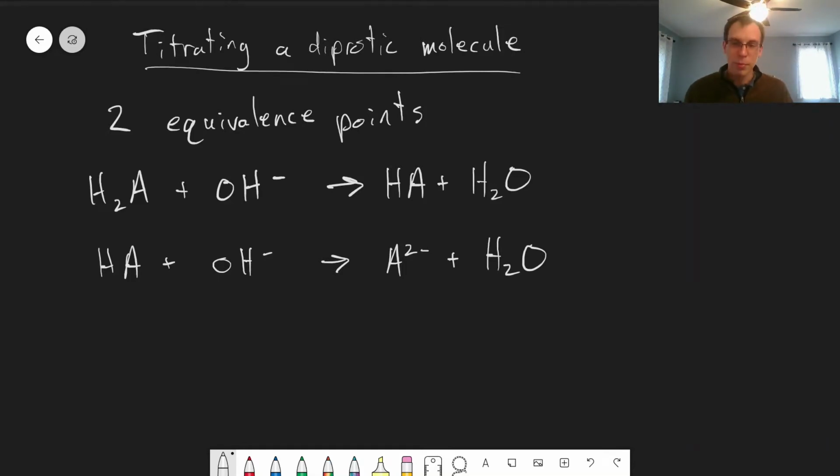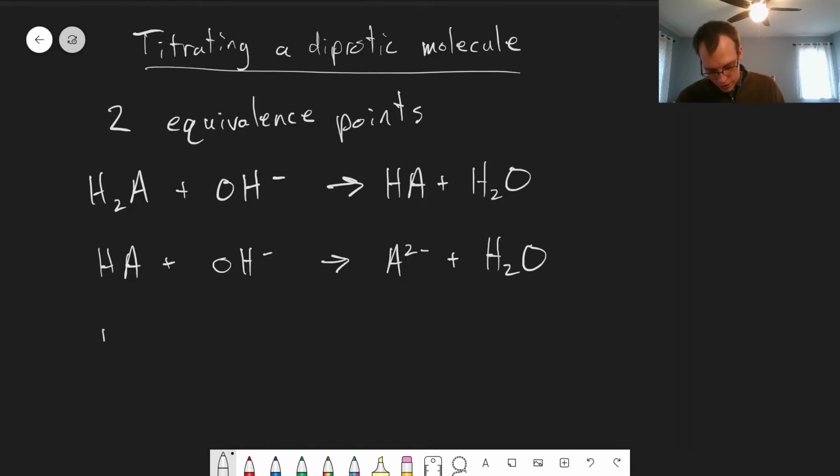One will probably be more obvious than the other in terms of actually observing the equivalence points, and you'll see this in some of the data we look at and that you look at in the lab as well. So let's look at how we would handle calculating what's going on at these different points of a titration curve. Let's imagine we have an imaginary acid or base here. This is based on a figure that's in your textbook.